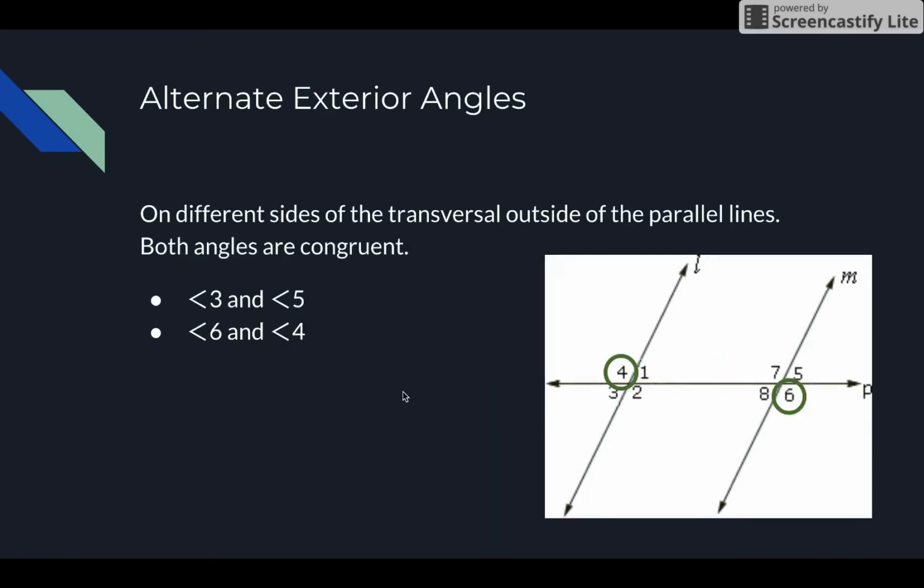The next angle relationship is kind of like alternate interior angles, except they are alternate exterior angles. This means that they are on different sides of the transversal once again, but they are outside of the parallel lines, not inside of the parallel lines. An example of this is circled in green, angle 4 and angle 6. They are congruent. Another example would be angle 3 and angle 5, because they're on the outside of the parallel lines and on different sides of the transversal.